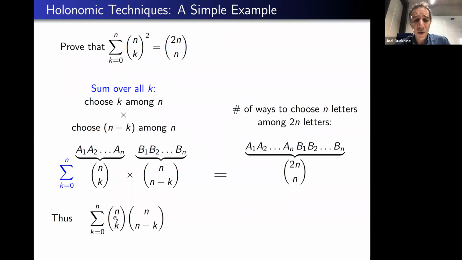Now I've got the sum of n choose k times n choose n minus k, but by symmetry, since n choose n minus k is the same as n choose k, this is really the sum of n choose k squared. By the reasoning above, this is equal to 2n choose n. So I've proven this little identity.